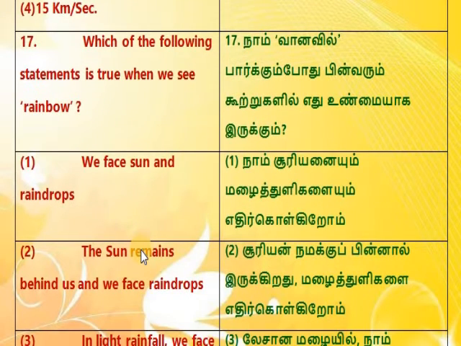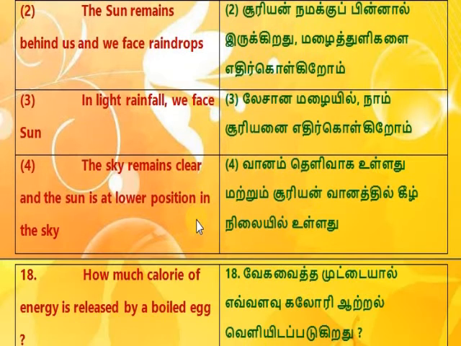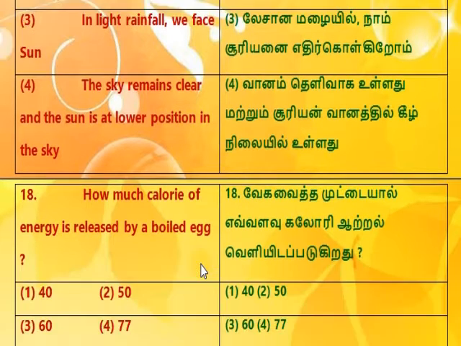17. Which of the following statements is true when we see a rainbow? 1. We face the sun and raindrops. 2. The sun remains behind us and we face raindrops. 3. In light rainfall, we face the sun. 4. The sky remains clear and the sun is at a lower position in the sky.